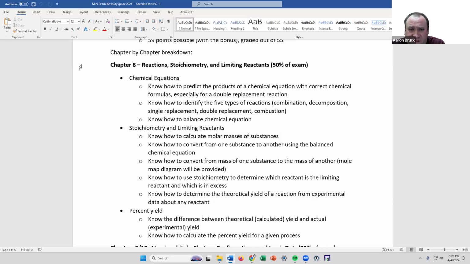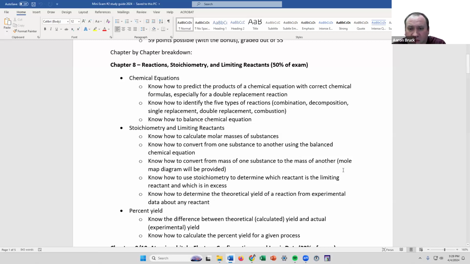From a stoichiometry standpoint, you need to know how to calculate molar masses. You should have some practice with that already. That was actually on the midterm, but here it is showing up again. You need to know how to convert. How do I use the balanced chemical equation to turn moles of one thing into moles of another thing? How do I use the balanced chemical equation and the molar masses to convert between grams of one substance and grams of another substance?